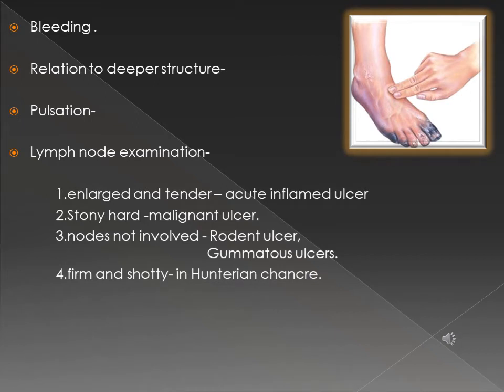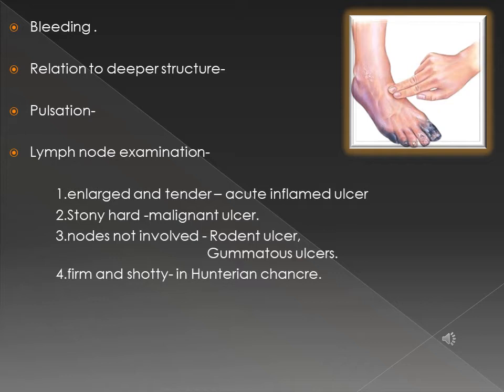Bleeding is present on palpation and touching. Now we'll see relation to deeper structures. In gummatous ulcer, it is fixed over underlying bone, while in malignant ulcer, it is fixed over the underlying tissue. Now we'll see about pulsation.